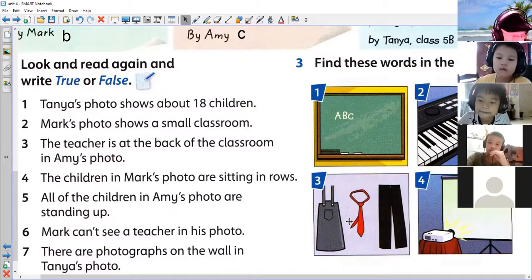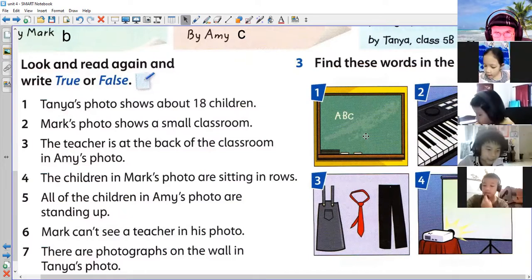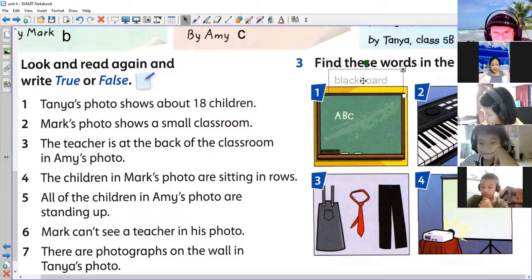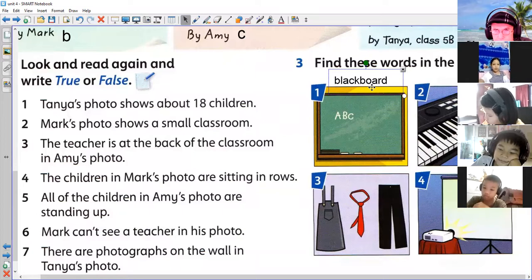Right. Pancake, what's picture one? Blackboard. Blackboard, yeah. So you write blackboard at the top. When you write the word, you should say the word in your mind. It helps you with spelling, blackboard. The OR sound is made by OAR.